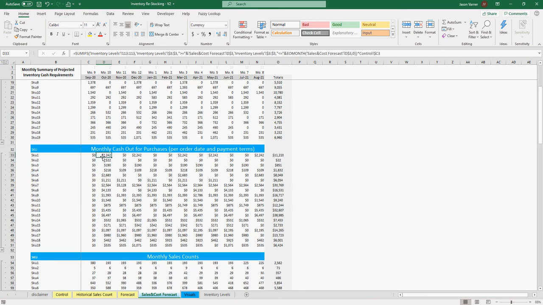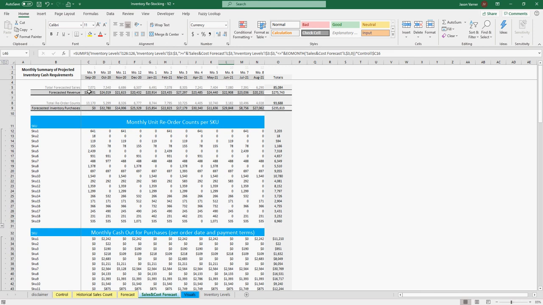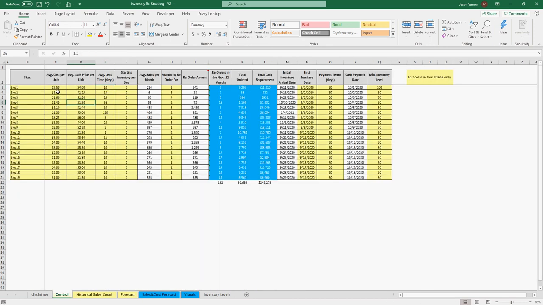And that is then being referenced in the sales forecast to figure out how much cash is going out each month based on all of that logic. And then it sums it up at the top to know how much you're paying for inventory over time. It's also doing total reorder amounts, and it's doing revenue here at the top, which is just based on whatever average selling price you have put in column D.